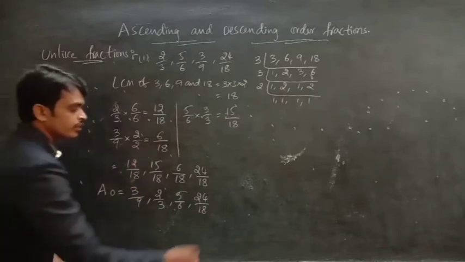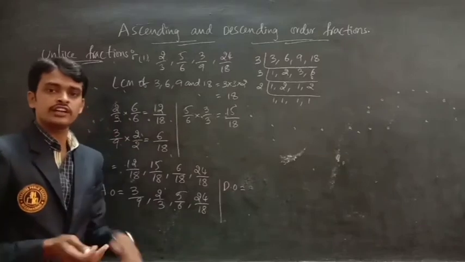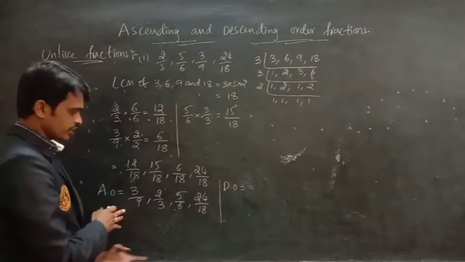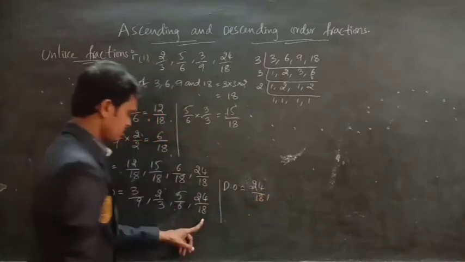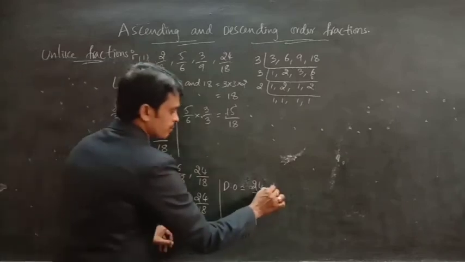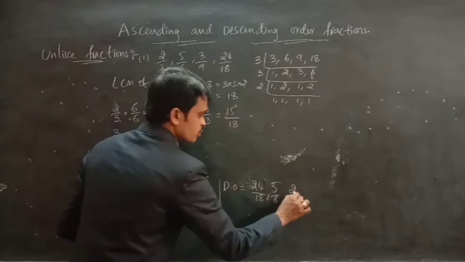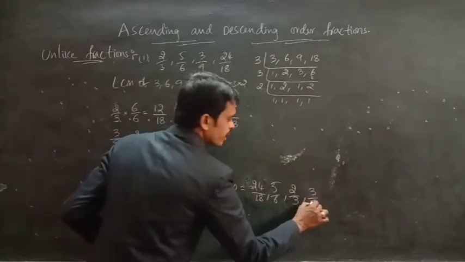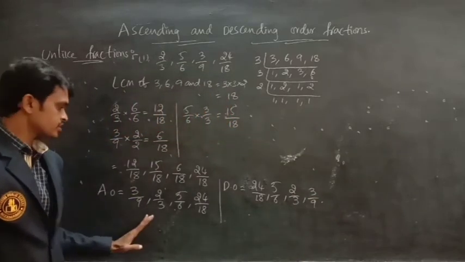Next we go for descending order. Descending order is nothing but reverse. We should write in reverse, biggest to smallest. So it is 24 by 18. Next, 5 by 6. Next, 2 by 3. Next, 3 by 9. Like this you should write in ascending and descending order.